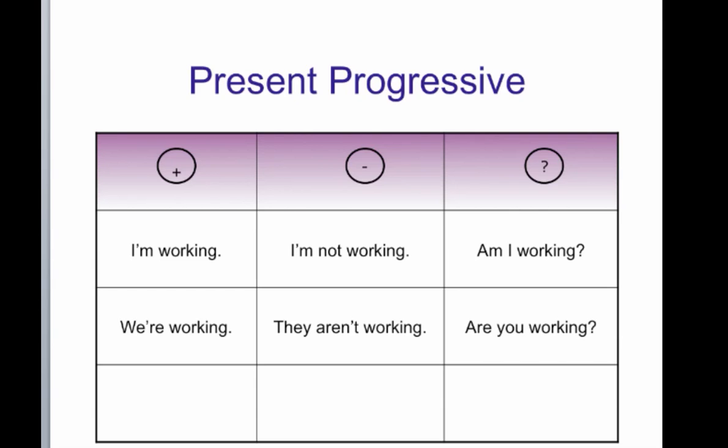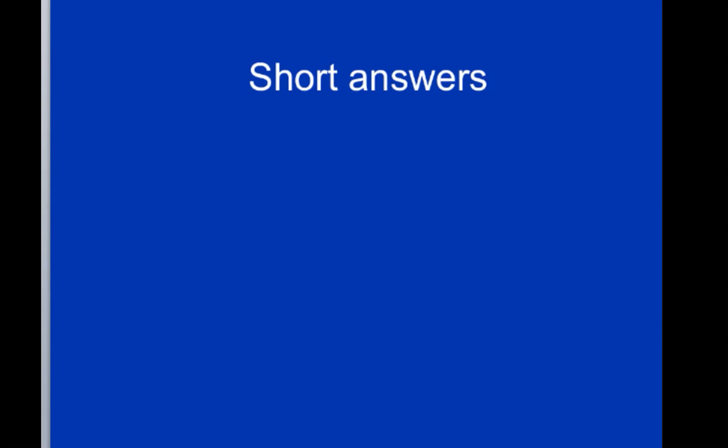Again, he, she, it needs a different word, so we say she's working, which is the short form of she is working, or he is working, or it is working. And in the negative, we contract is and not for isn't. For the question, is comes to the beginning, and we say, is it working? For the question, are you working?